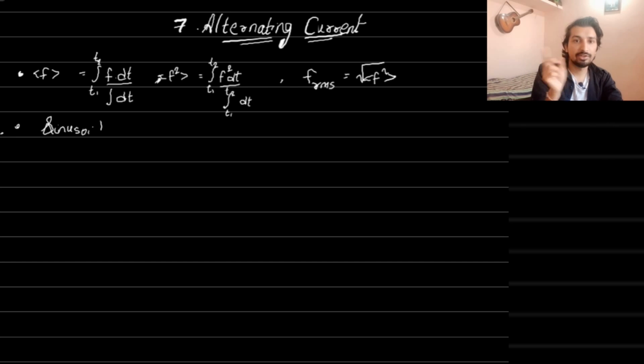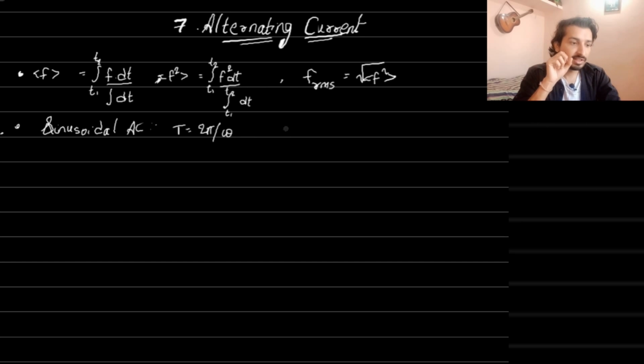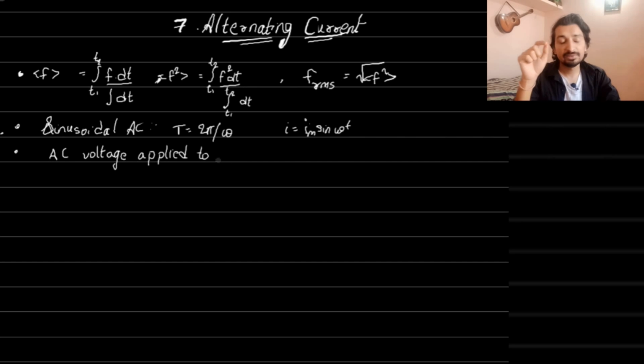Then you have AC current is sinusoidal, because you represent it in a sine wave, because it keeps changing its direction continuously. DC current means direct current. It used to flow directly in one direction. Alternating current keeps changing its direction. So here the time period of an AC current is 2 pi by omega. Omega is nothing but the angular frequency. So 2 pi by omega, and I is equal to Im sin omega t.